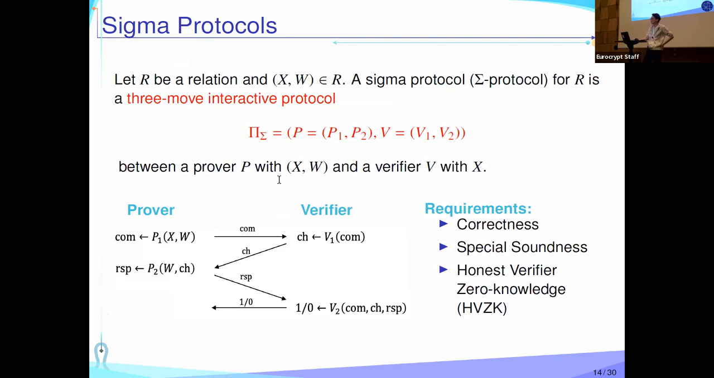So a sigma protocol for a relation is a three-move interactive protocol among a prover with the secret witness and the verifier with the statement. They do commitment, challenge, and response, and the verifier accepts or not. Because the shape is like a sigma, it is called a sigma protocol.